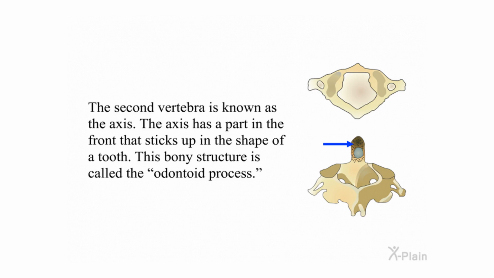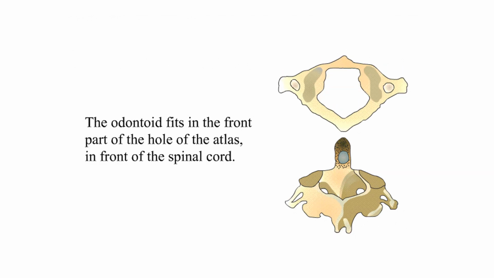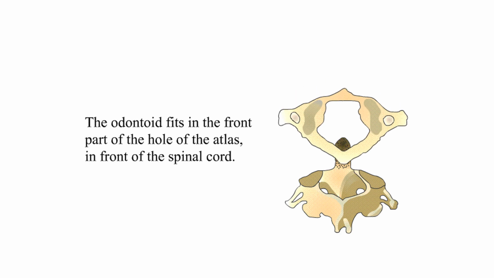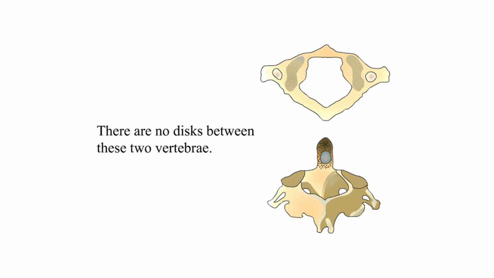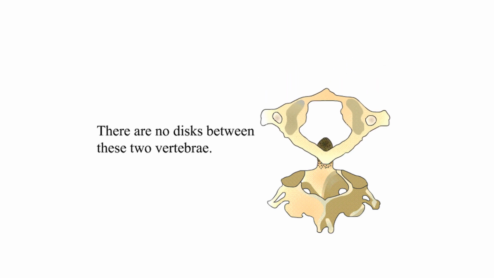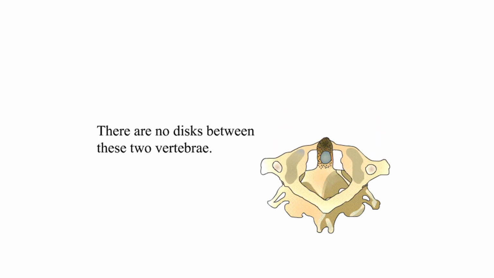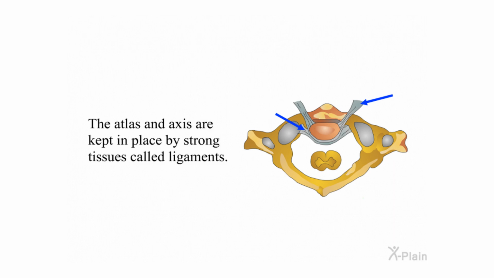The axis has a part in the front that sticks up in the shape of a tooth. This bony structure is called the odontoid process. The odontoid fits in the front part of the hole of the atlas, in front of the spinal cord. There are no discs between these two vertebrae. The atlas and axis are kept in place by strong tissues called ligaments.